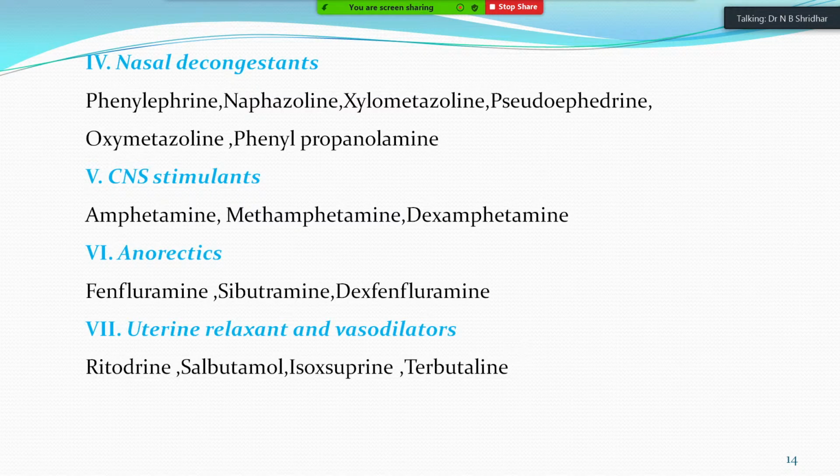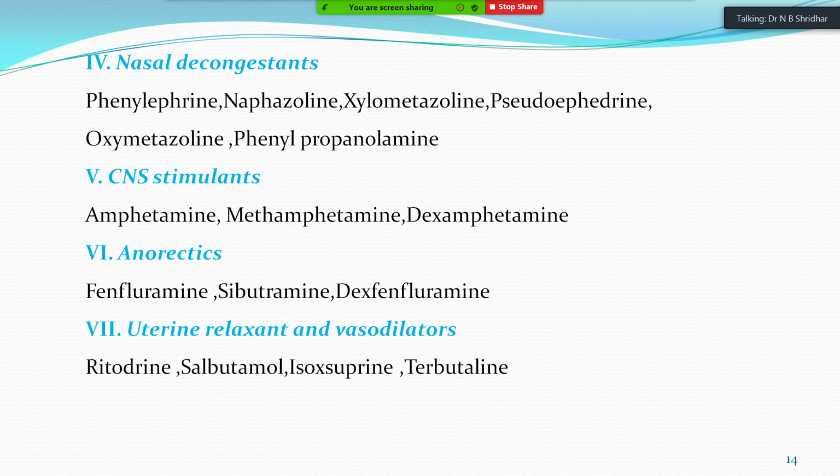CNS stimulants like amphetamine, dexamphetamine and methamphetamine. Amphetamine is also used as a drug to dope the horses. So it is a CNS stimulant; especially these are going to cross the blood-brain barrier and act on the receptors in the brain and cause the stimulation.